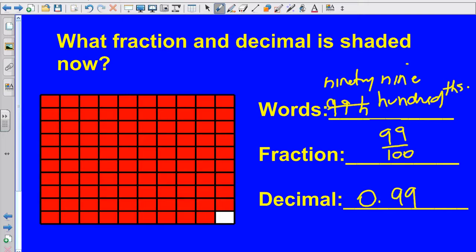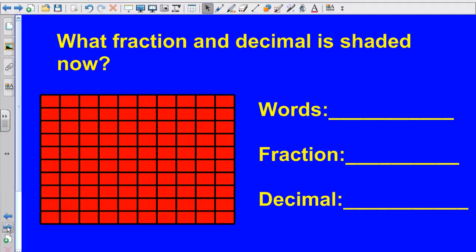0.99. 9. Okay, next one. Caitlin. All right, in words. Caitlin, sorry. Go ahead. 100. Wait, 100 hundred. Okay, now this one's kind of tricky. 100. It's hard to say a whole. And we'll get there in a second. 100 hundredths.